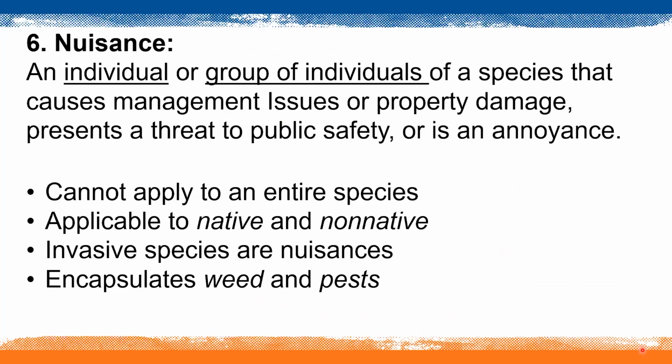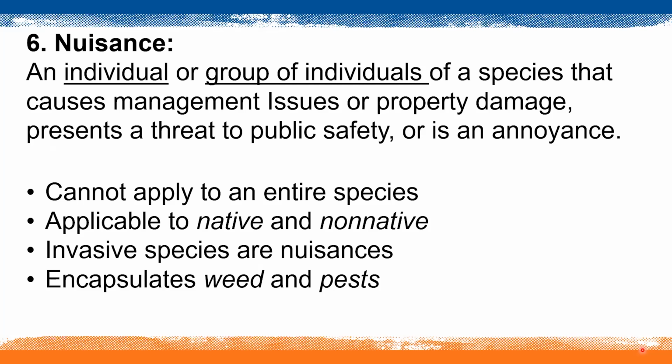Okay. The next term that we considered was the word nuisance. We thought this was a useful term. It describes an individual or group of individuals of a species that causes management issues or property damage or presents a threat to public safety or is an annoyance. Now, this cannot apply to an entire species. A species cannot be considered a nuisance, and I'll explain what I mean by that in the next slide. But it is certainly applicable to native and non-native species alike. That's the utility of this word.